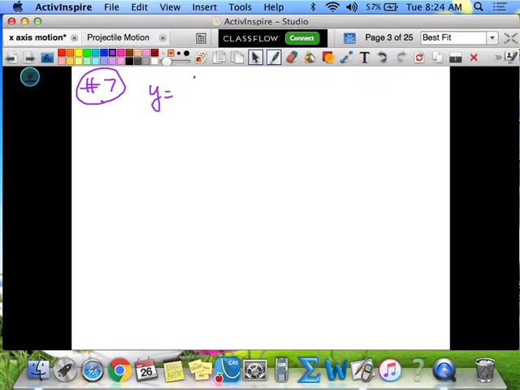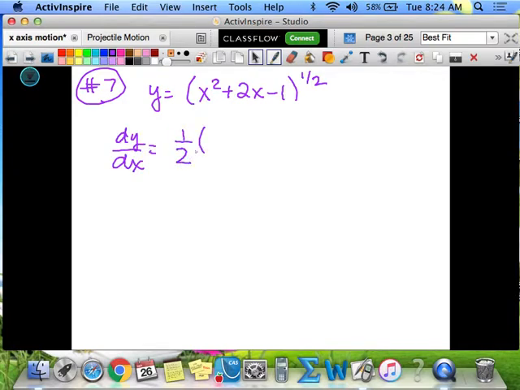I'm going to go ahead and put that to the 1/2 power. Are we okay? So this is just a chain rule. I don't know that I'd introduce a logarithm because it's just one chain rule. It's not mixed in with a product rule, quotient rule, other chain rules. So our derivative: bring the 1/2 down, leave the inside alone, decrease our exponent by 1, times the derivative of the inside, which is going to be 2x plus 2.